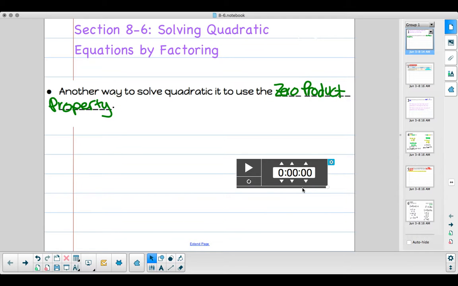Hi everyone, here is the review video for section 8-6, which is solving quadratic equations by factoring. Again, you did some different videos last week as well as activities and IXL skills that use this property. The property is known as the zero product property.